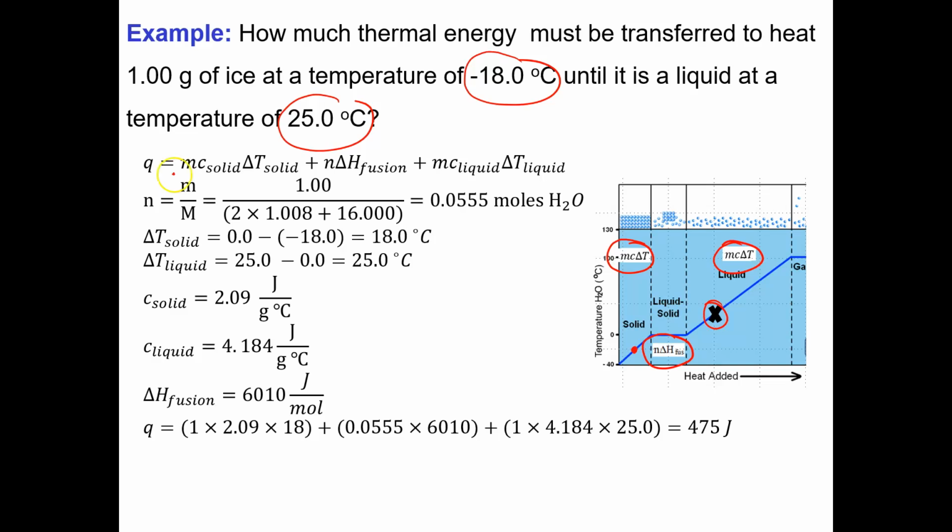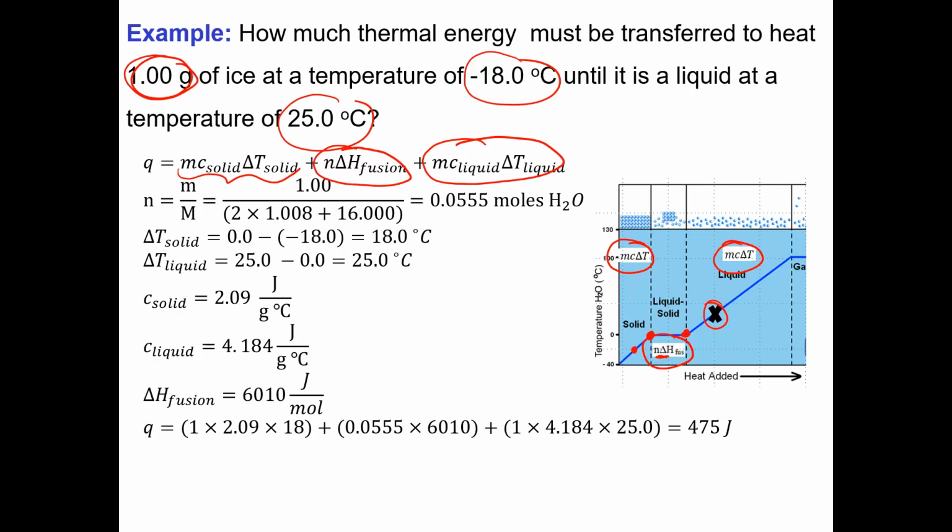So it's going to look like this. We're going to do an MCAT, and then that's going to get us to where melting begins to occur. And then we're going to have to do an n delta H fusion, and that's going to get us to melting being completed. And then we have to heat our liquid from 0 up to 25. So we're going to do another MCAT. So we do have the grams of ice, but you can see that for our melting section, we're going to need the number of moles.